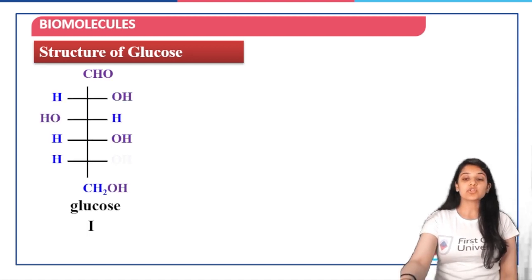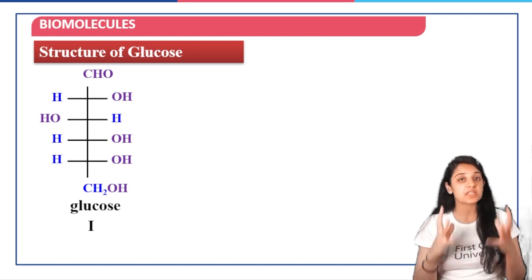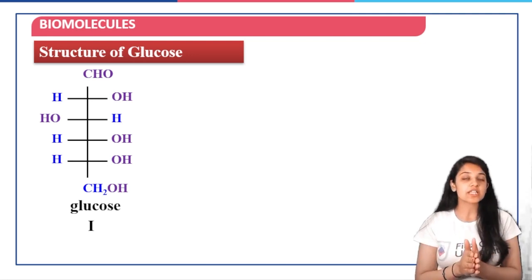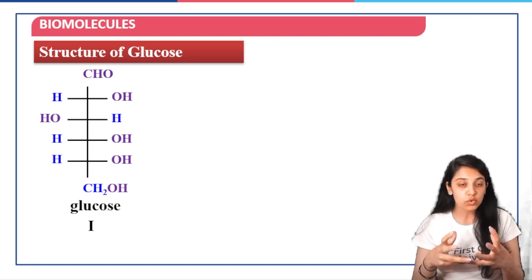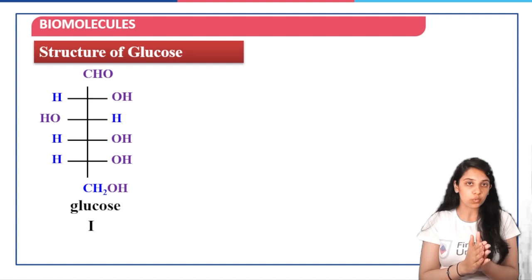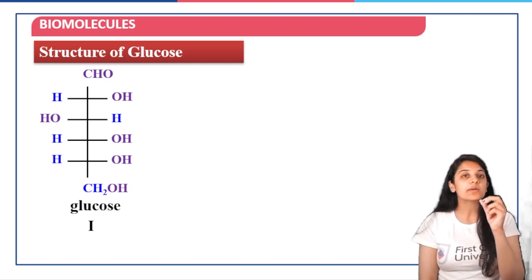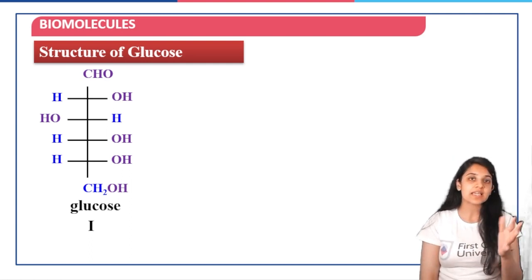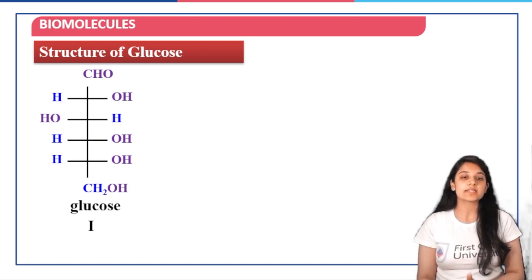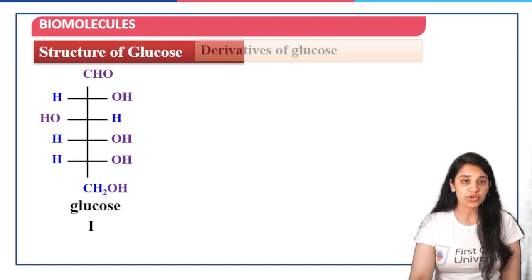So this was given by Fischer based on a number of experiments. What experiments he performed, etc., is not important as of now. We need not go into details of those. But he gave this structure, which we know is the structure of glucose, where only the third carbon atom will have OH present on the left hand side. All the rest of the carbon atoms will have OH groups present on the right hand side. This is the structure of glucose.